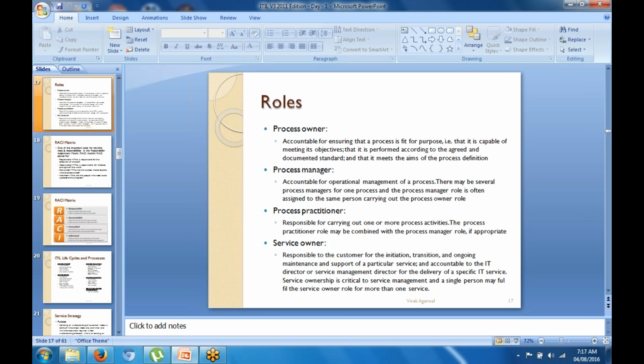And the service owner is the person responsible to the customer for initiation, transition, and ongoing maintenance and support of a particular service. He is accountable to the IT director or service management director for the delivery of a specific IT service. Service ownership is critical to service management, and a single person may fulfill the service owner role for more than one service. Now, the service owner is a part of the project from scratch, from the beginning, say strategy design, strategy planning.